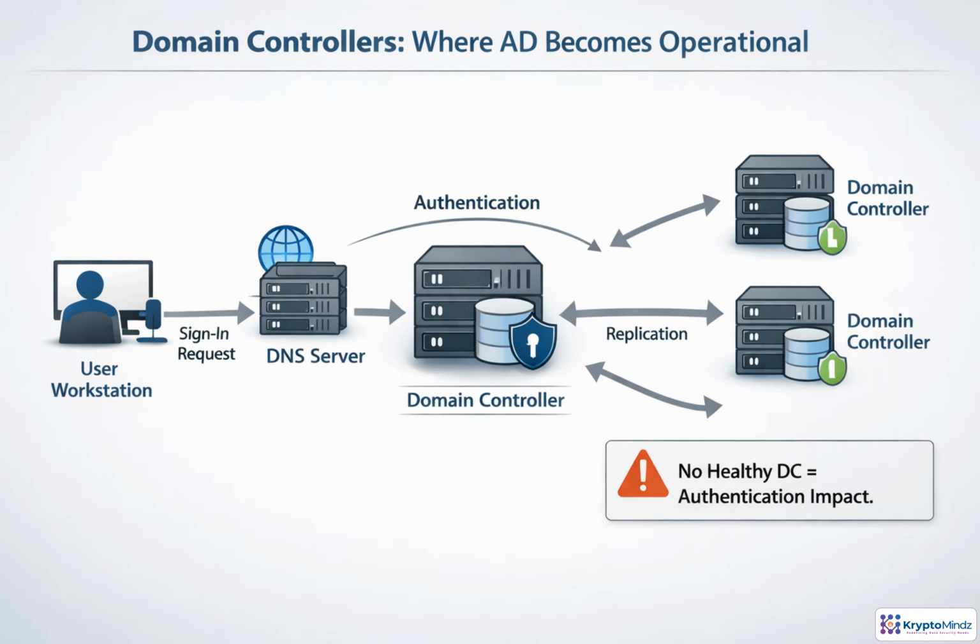Active Directory becomes real at the domain controller. When a user signs in, the workstation relies on DNS to find an available domain controller. That controller checks the credentials, applies policy, and returns the authentication result. Other domain controllers are not just backups. They replicate directory data, so logons and changes stay consistent across the domain. This is why domain controller health is business critical. If clients cannot locate a healthy controller, authentication slows down or fails. In migration work, always verify DNS, replication, and domain controller readiness before moving users or workloads.